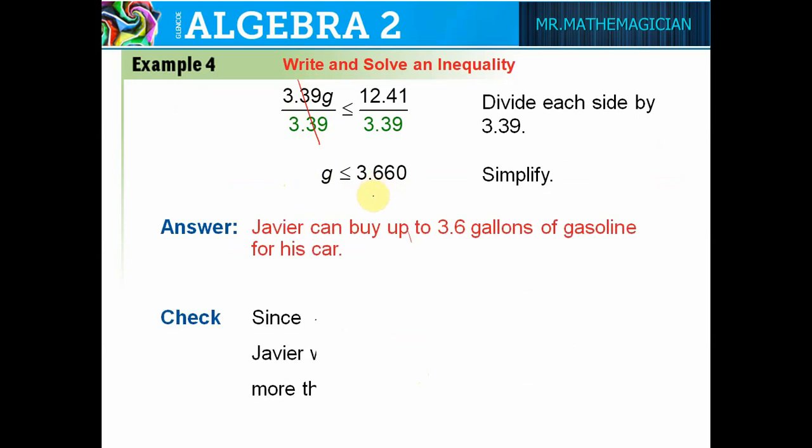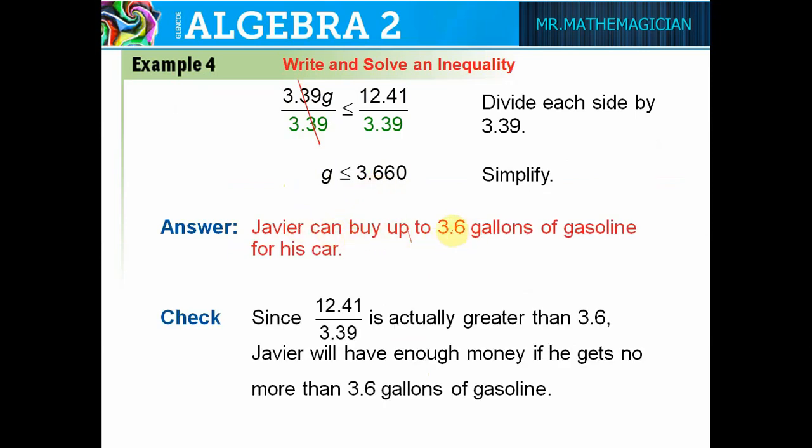So what does it mean? Jafir can buy up to 3.6 gallons of gasoline for his car. So of course 3.6, because you are not going to say please give me 3.66 gallons. No, 3.6 gallons of gasoline for his car. Now let's check. Since 12.41 divided by 3.39 is actually greater than 3.6, so Jafir will have enough money if he gets no more than 3.6 gallons of gasoline.